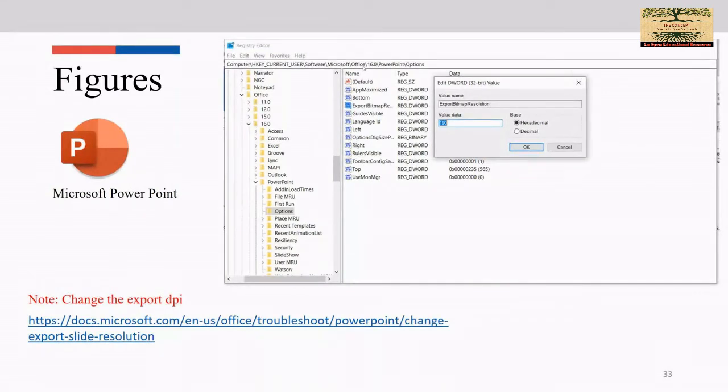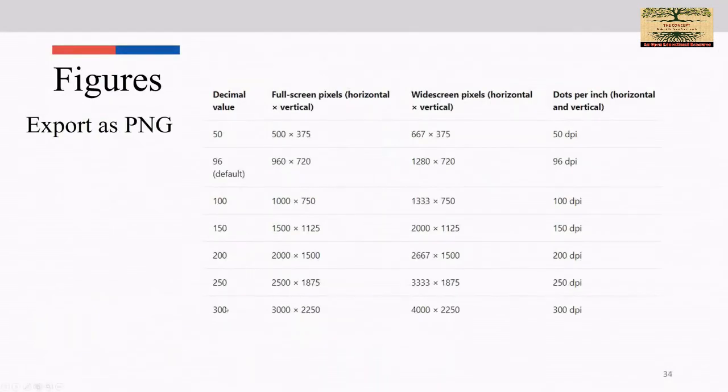But one thing you need to remember is that the default settings of Microsoft PowerPoint produce very low quality figures. So what you need to do? I have provided the link here. You need to change a registry value such that your Microsoft PowerPoint can produce a good resolution figure. For example, the value indicates what you need to put here, and this represents how much resolution you will get. In general, 150 dpi is sufficient.